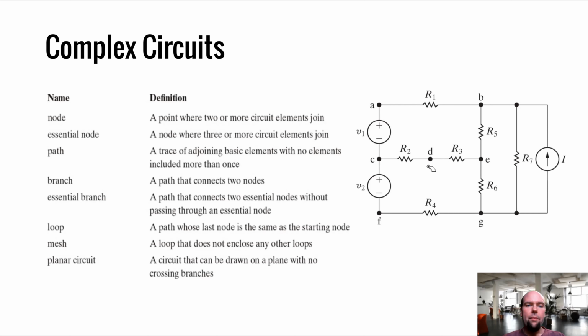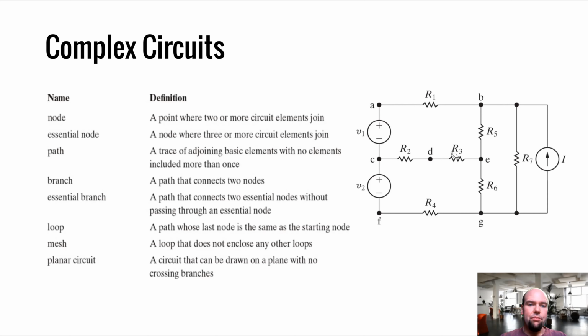A path. A path is a trace adjoining circuit elements with no elements included more than once. So a path could be anything. A path could be this. A path could be this, right? A path is just a path. The more I talk about it, the more confusing it's going to get.